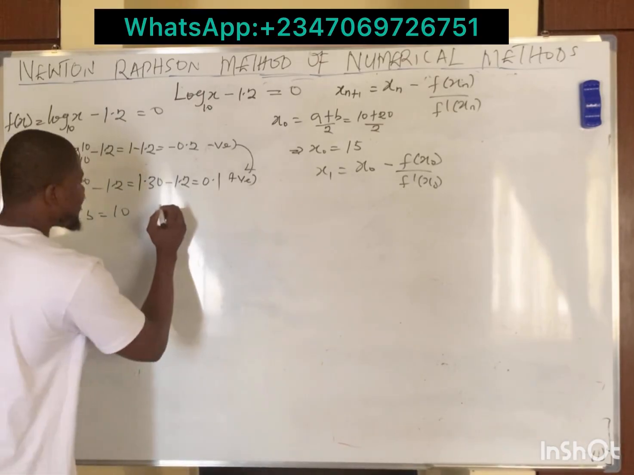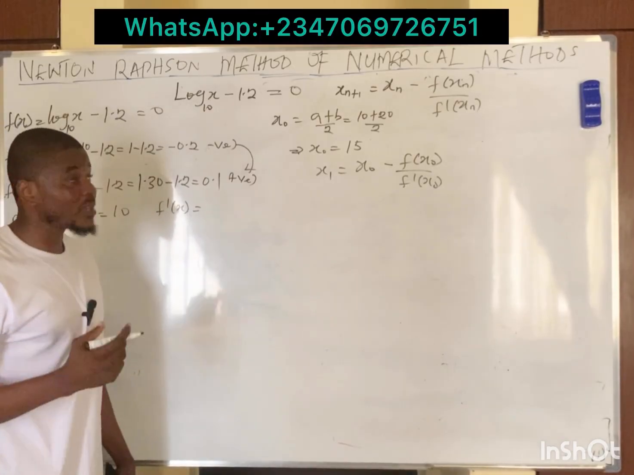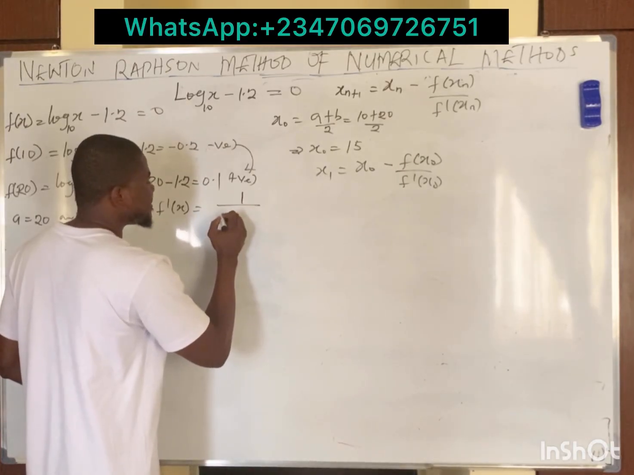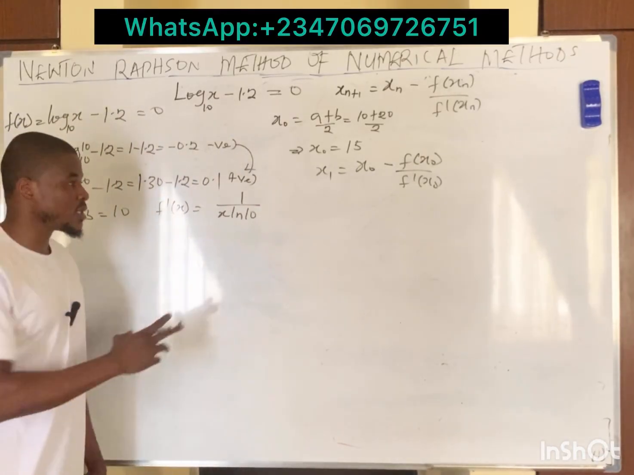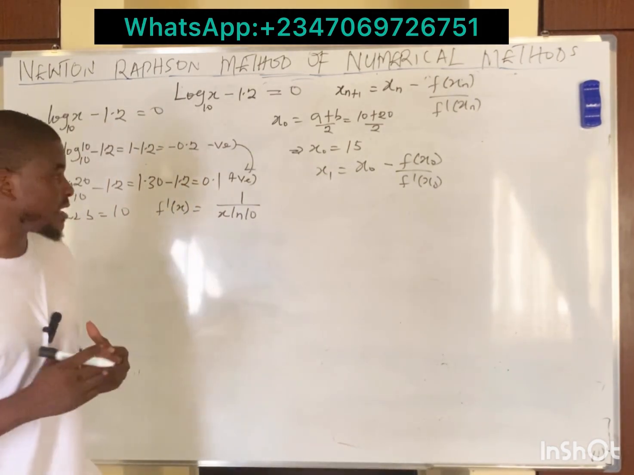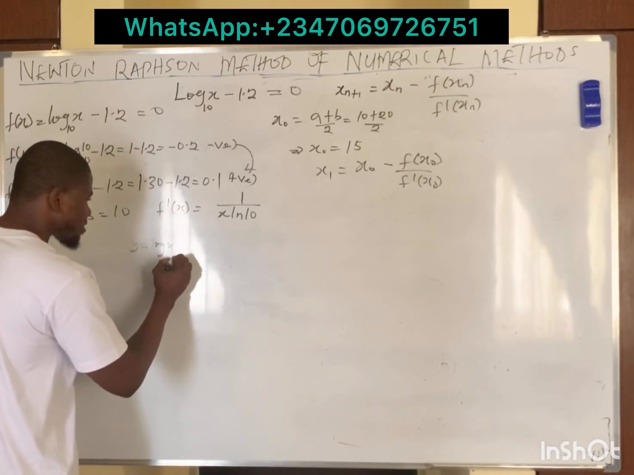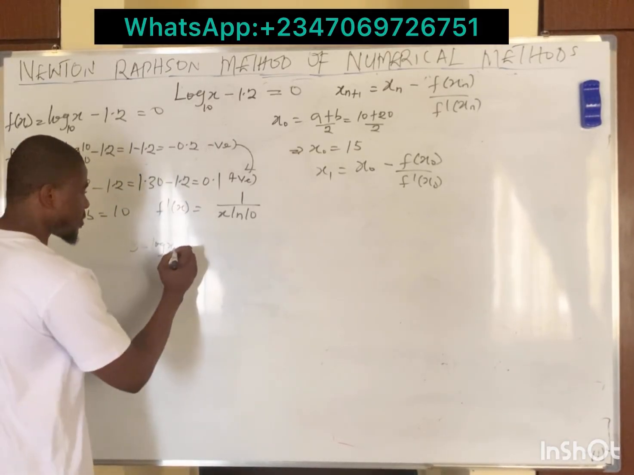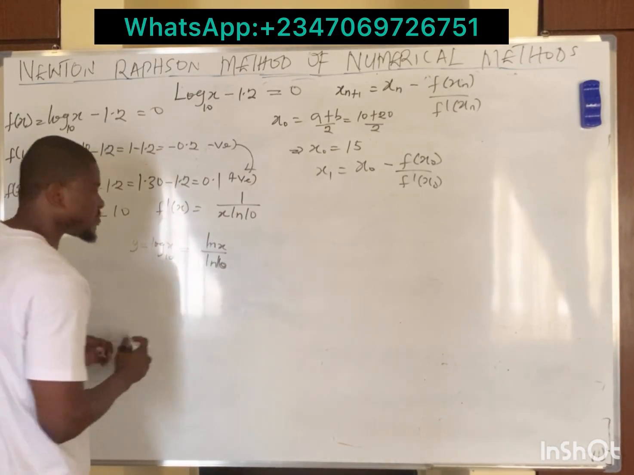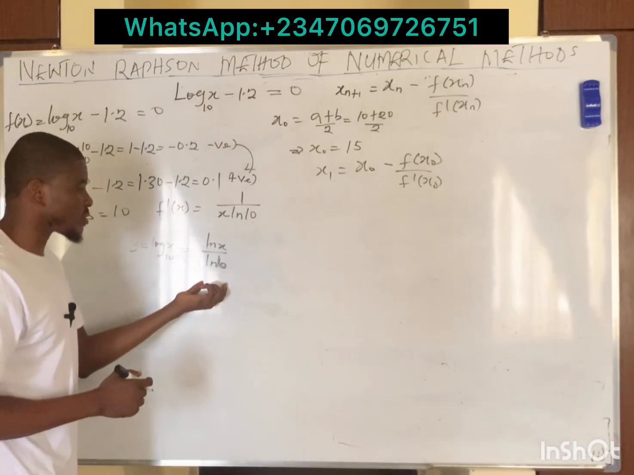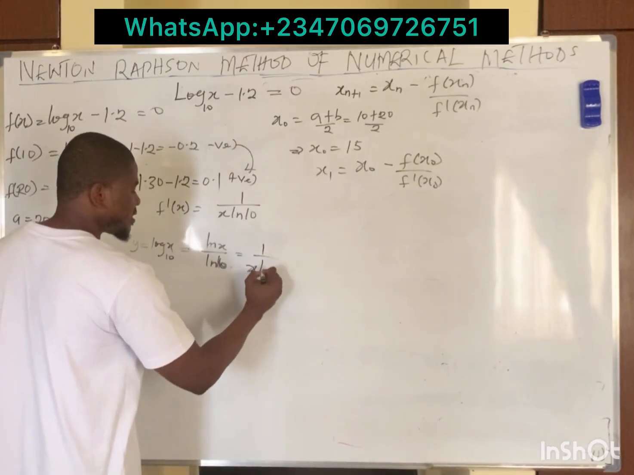If I find f prime of x, which means differentiating log x minus 1.2, then differentiating log x, we are simply going to have 1 all over x multiplied by ln 10. This is using the change of base rule in differentiation. Just in case you want to know more, if y is equal to log x to base 10 and you're asked to differentiate, you need to first of all change log x to base 10. Log x to base 10 is simply ln x all over ln 10. This is the change of base formula. If you employ this and differentiate, the denominator ln 10 is a constant, but if I differentiate the numerator, which is ln x, I'm going to have 1 over x. So you're going to have x ln 10. So that's how we got this.